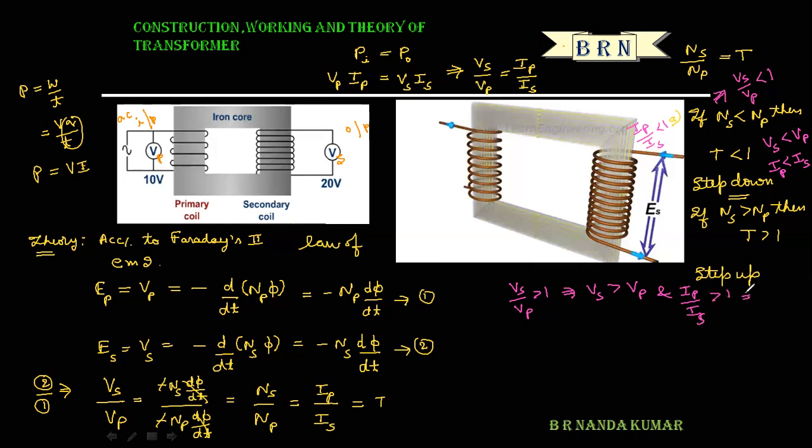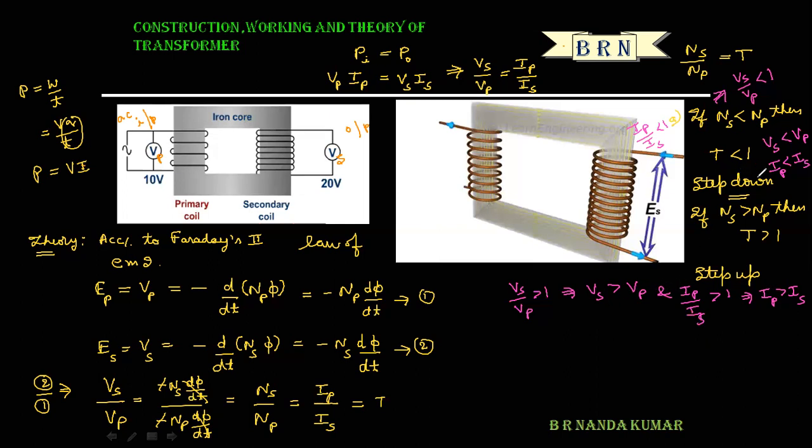That means Ip is more than Is. So in this case, the output voltage is more than the input voltage. The secondary voltage is more than the primary voltage, but the primary current is more than the secondary current. The secondary current is less than the primary current, right? So a step up transformer increases the alternating voltage by decreasing the alternating current.